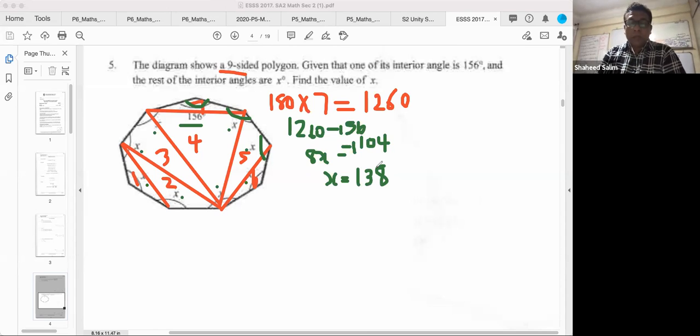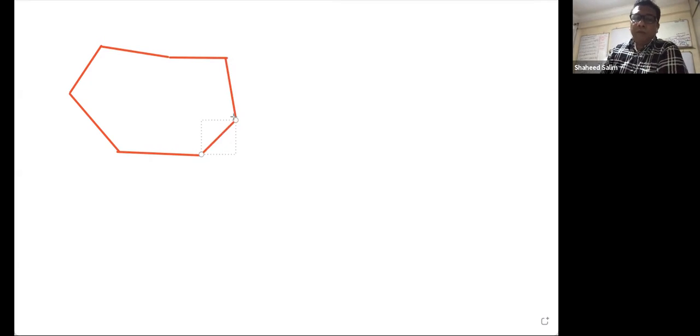Okay. Sometimes they might not even give you this diagram. So how to do it? Okay, so that's where we go here. If I'm going to draw, let's say, you tell me, I want you to find the sum of internal angles. Can you find the sum of internal angles?